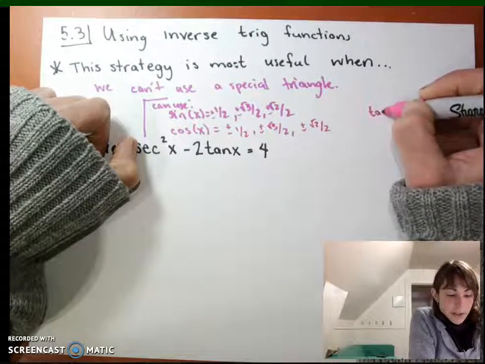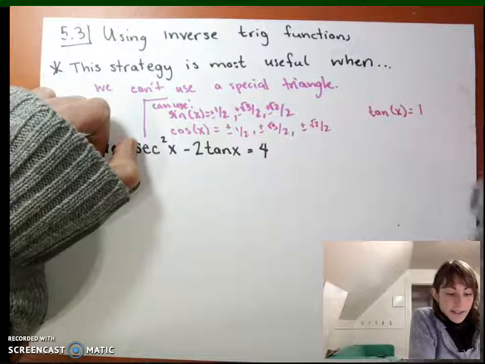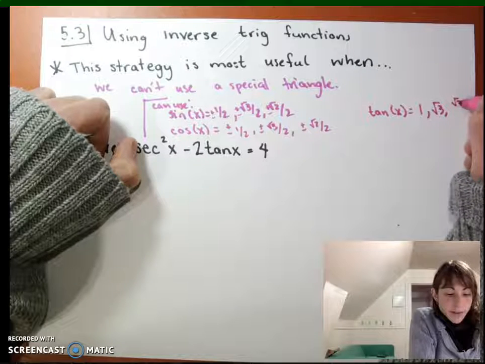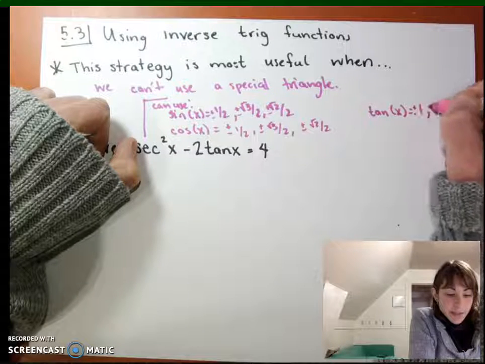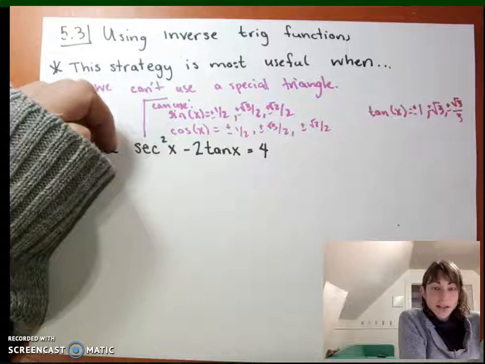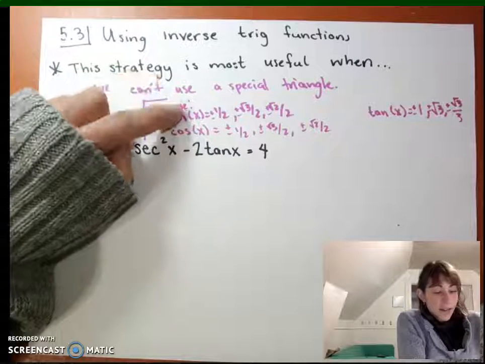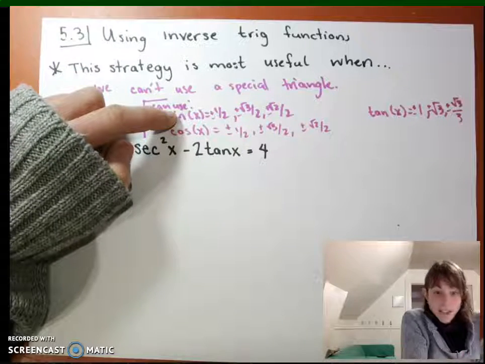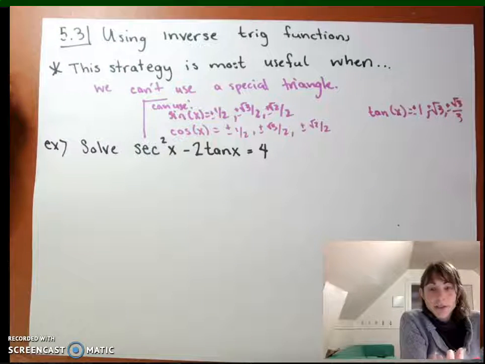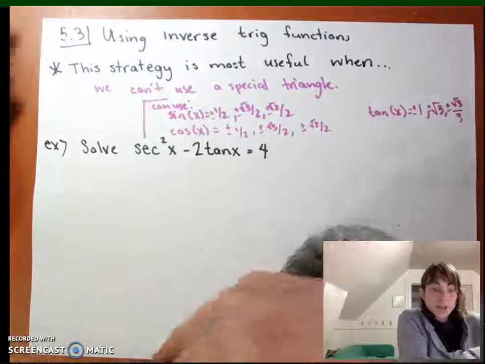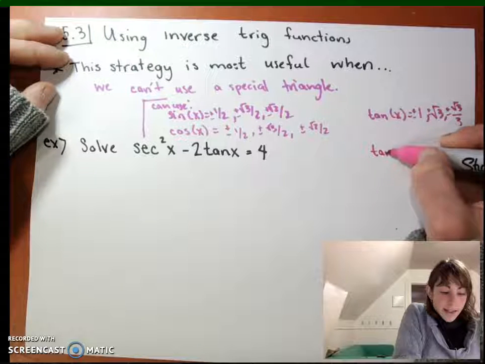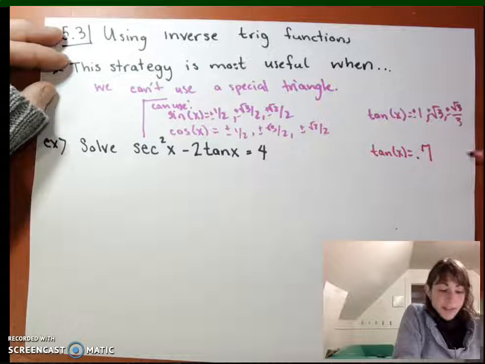And we can use a special triangle if we have that tan equals 1, square root of 3, or root 3 over 3, and plus or minus any of those. So these are all the values that we get for sine and cosine and tangent if our angle is pi over 3, pi over 6, pi over 4, or the reference angles associated with those, so the versions of those angles in other quadrants. But what if we had something like tan of x equals 0.7?